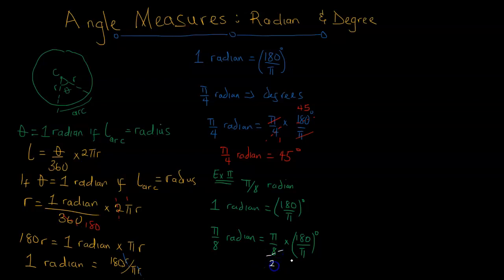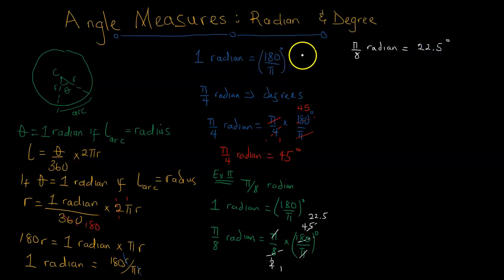4 in 8 is 2. 4 in 180 is 45. 2 in 2 is 1. 2 in 45 is 22.5. Pi can cancel pi. Therefore, pi over 8 radian is equal to 22.5 degrees.